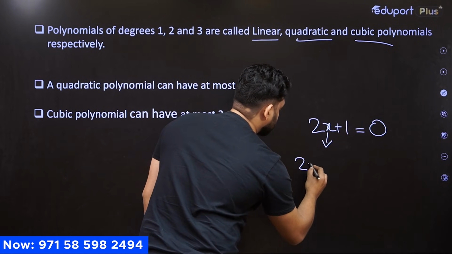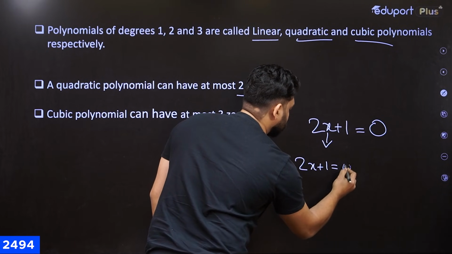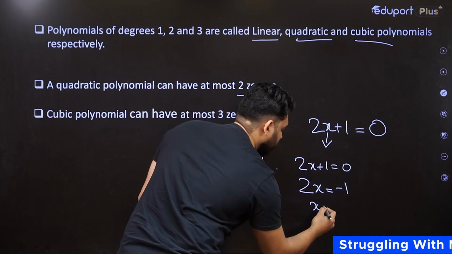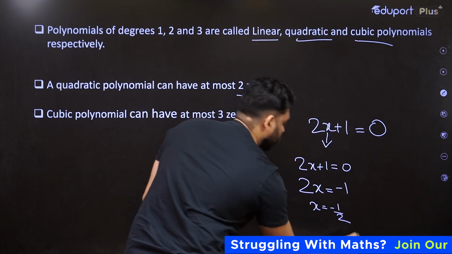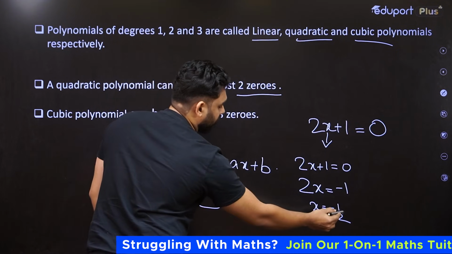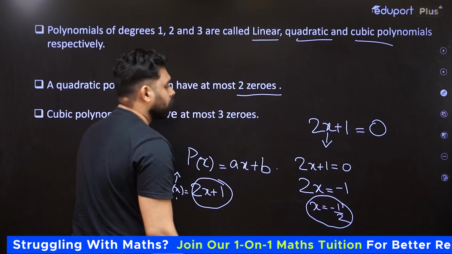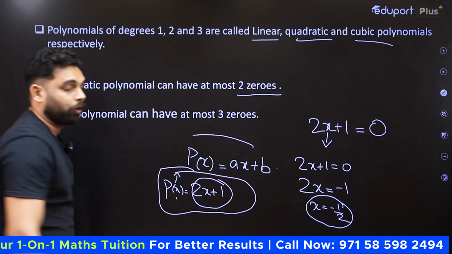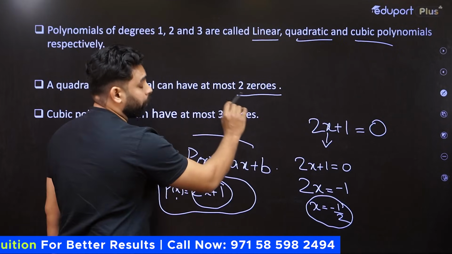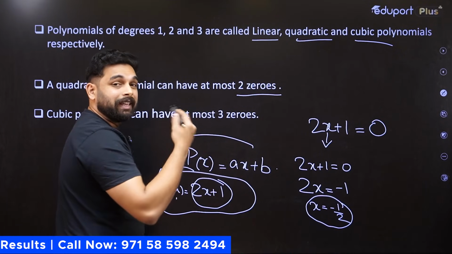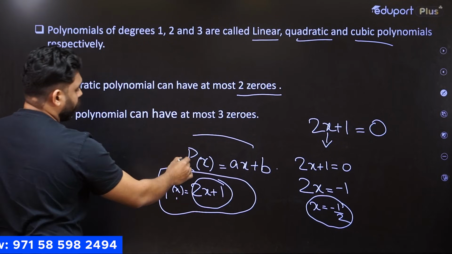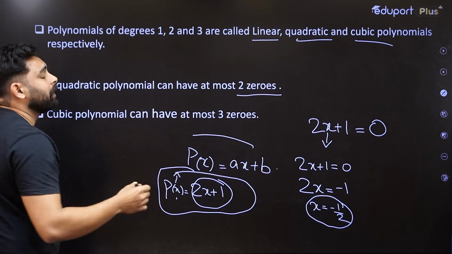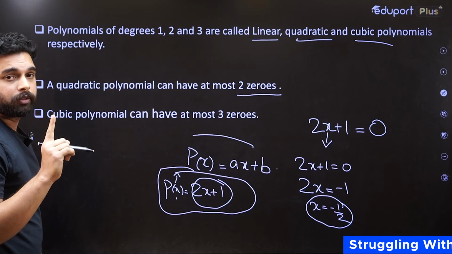So, 2x plus 1 should become 0, that is 2x should become minus 1. So, x will be minus 1 by 2. So, if you substitute x is equal to minus 1 by 2, this p of x will become 0. It is known as the zero. So, for a linear expression of the form ax plus b, the maximum number of zeros will be 1.